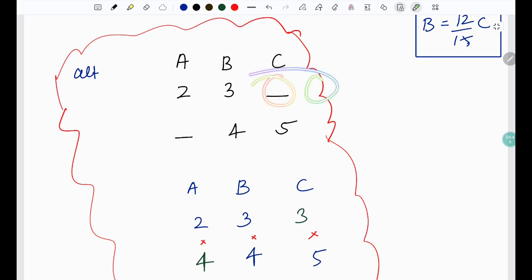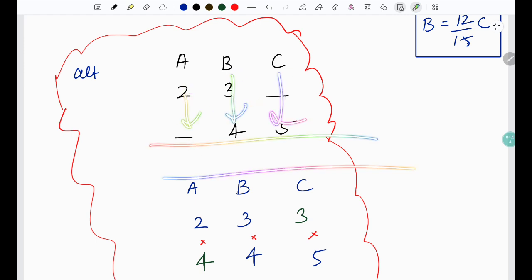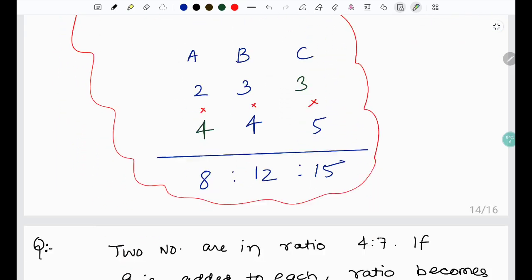You keep the vacant spaces, you repeat the adjacent number, and you simply multiply whatever the matrix is column wise, and you'll get the final answer of the ratio.